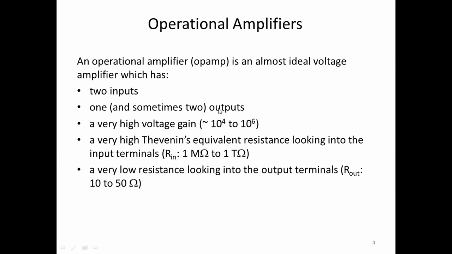If we look into the output terminal, so if it has 1 output terminal, that output is measured with respect to ground. So if you look into the output terminal and ground, and find the Thevenin's resistance, it is called Rout, and it is very small, in the range of 10 to 50 ohms, which for electronic circuits is very small because generally electronic circuit resistances are in the kilo ohms.